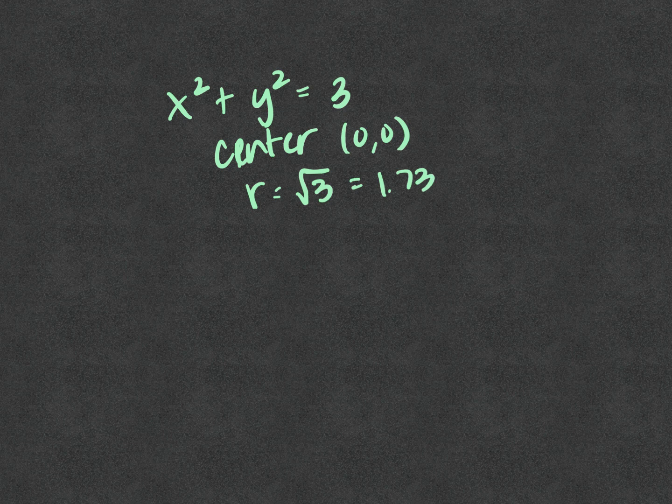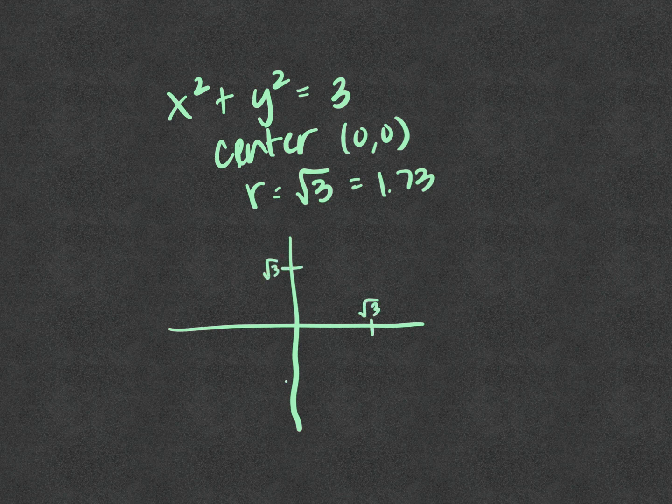So that helps us figure out where it goes on an xy axis. So we need to do a sketch. The directions usually say find the center and radius and sketch. So that means we're going to go up the square root of 3, right the square root of 3, down the square root of 3, and left the square root of 3. So we have a circle centered at 0, 0.